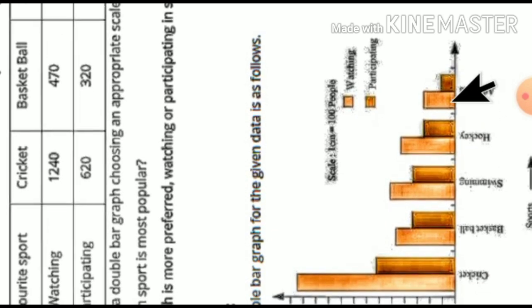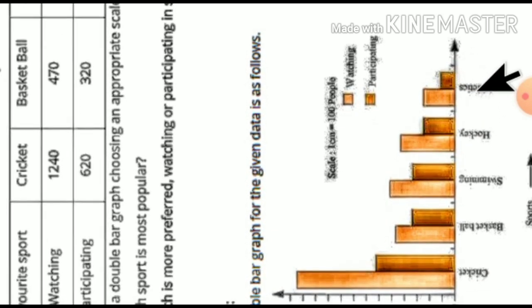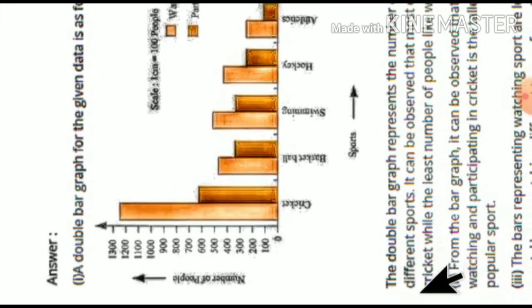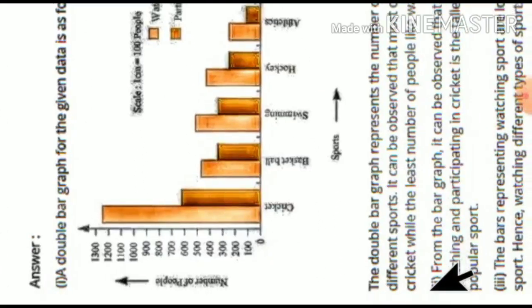So let us see that from the bar graph we can see that the number of people watching and participating in cricket is more than in all the sports, and the number of persons watching and participating in athletics is the least. Now which sport is most popular? So let us see the first answer first. Here the double bar graph represents the number of people who like watching and participating in the different sports. It can be observed that most of the people like watching and participating in cricket, while the least number of people like watching and participating in athletics.